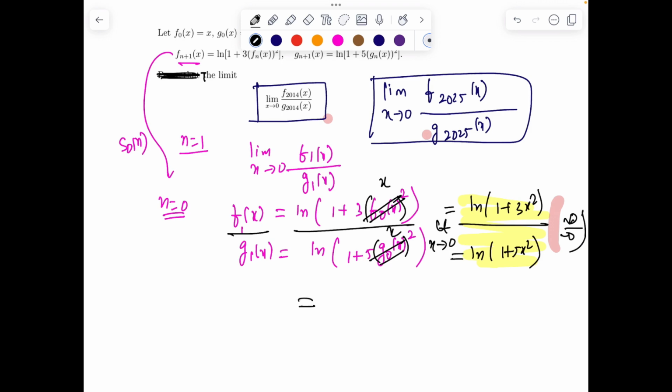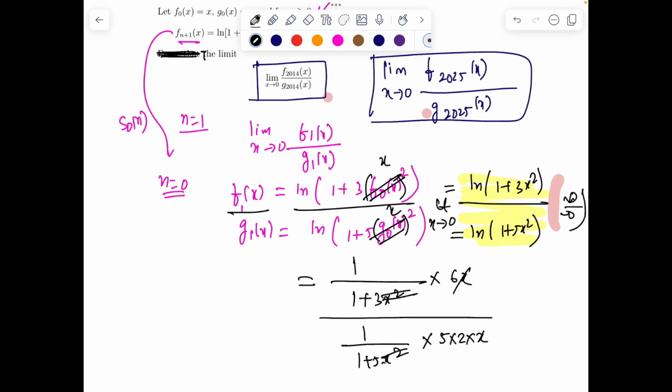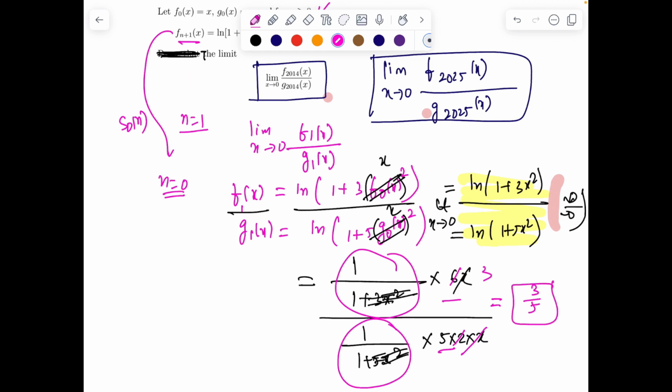So here I can use L'Hopital's. As soon as you apply L'Hopital, we get 1 plus 3x square into 6x divided by 1 plus 5x square into 10x. x cancels out, x tends to 0, so this quantity is already 0. I can apply this because limit of sum is sum of limit if both limits exist. All these limits existed, that's why I can apply that limit property. So finally my answer came out to be 3/5. Okay, so this is for f1x.